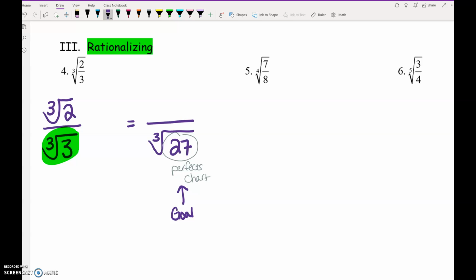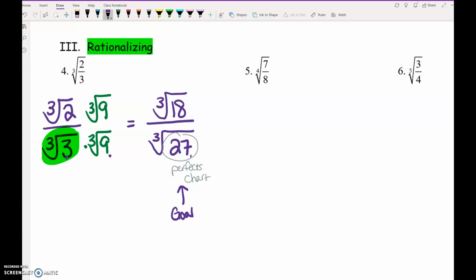How do you make 3 turn into 27? Times 9. So we multiply by the third root of 9 on the bottom and the top. The third root of 9 divided by the third root of 9 is 1. We're multiplying this fraction by a fancy version of 1. On the top, third root of 2 times the third root of 9 is the third root of 18. On the bottom, the third root of 3 times the third root of 9 is the third root of 27.